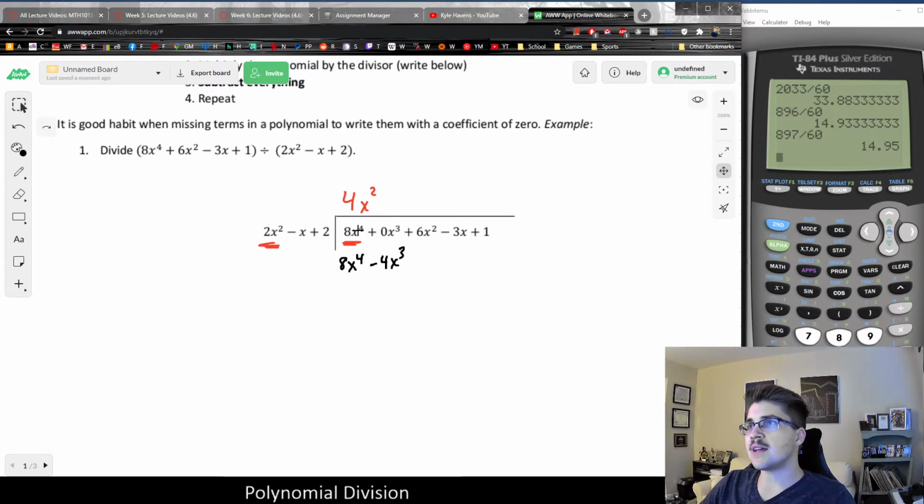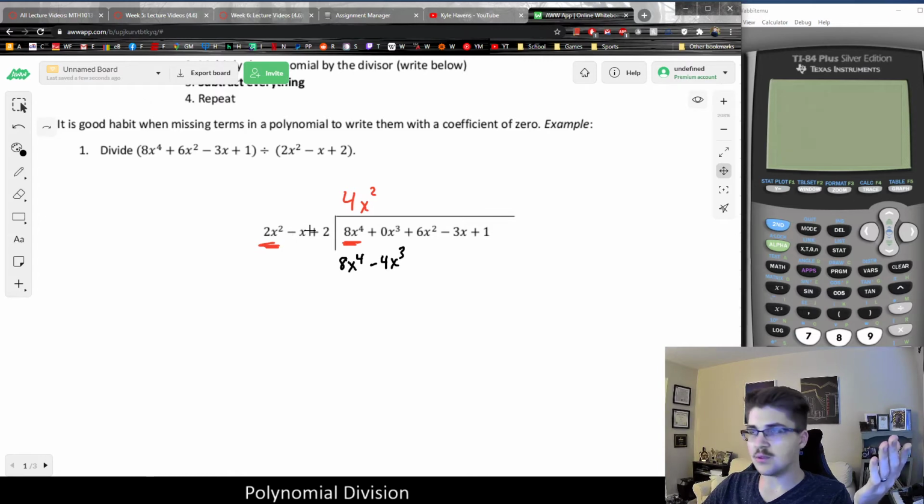And you could see why inserting the placeholder 0 was helpful there, because it allowed me to not be missing a term once 4x squared is multiplying into the divisor. Then 4x squared times 2 would be plus 8x squared. And everything is nice and lined up. Each term is matched up with its like terms. And again, what we do next is subtract. So match, multiply, step 3 is subtract.